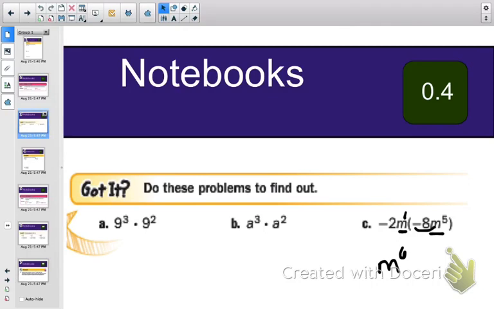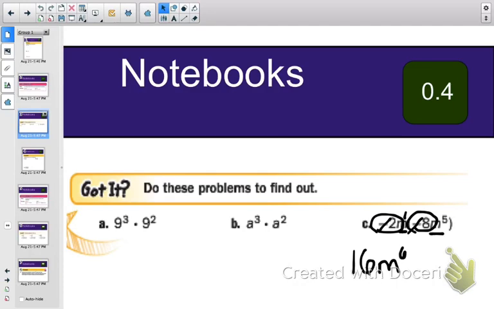Now these numbers right here aren't the same. So 8 and negative 2. Those aren't the same, so we're not going to worry about exponents with those. All we're going to do is just multiply those together. So negative 2 times negative 8. 2 times 8 we know is 16. So that's going to go right in front here. Negative times negative, those cancel each other out and make positive. So your simplified form should just be 16 m to the sixth.